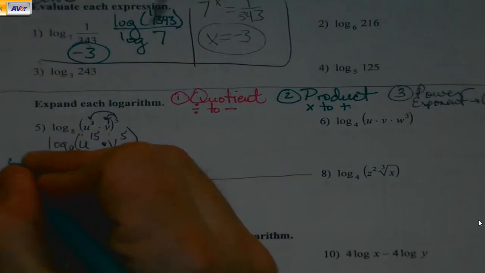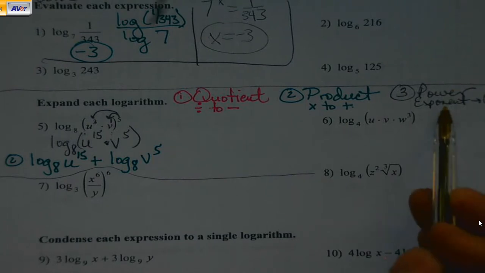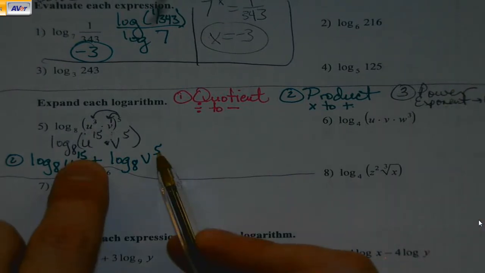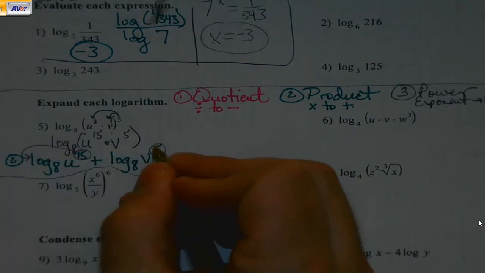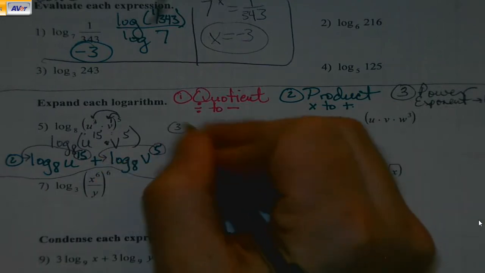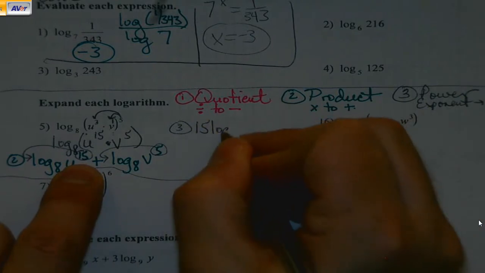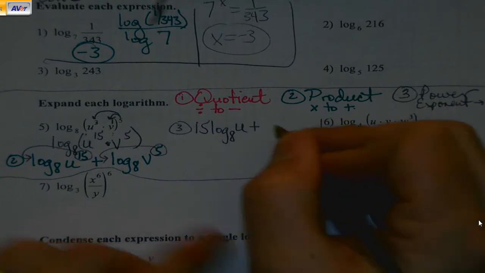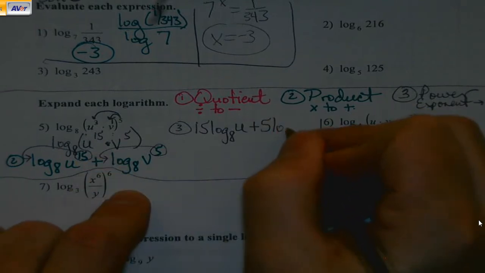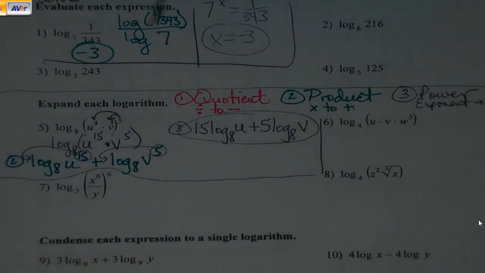Okay, so I didn't have any step 1. I got a step 2 here. And then my last one is my power. If I see exponents, and I do still, those are going to become coefficients. So when I get to my last step, that 15 is going to go in front of my log base 8. There will be no exponent on my u anymore. It moved. And plus, this 5 also becomes a coefficient. And once I'm through that third step, I'm done.